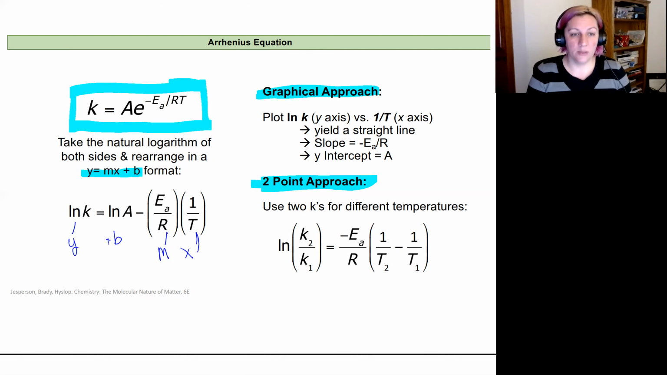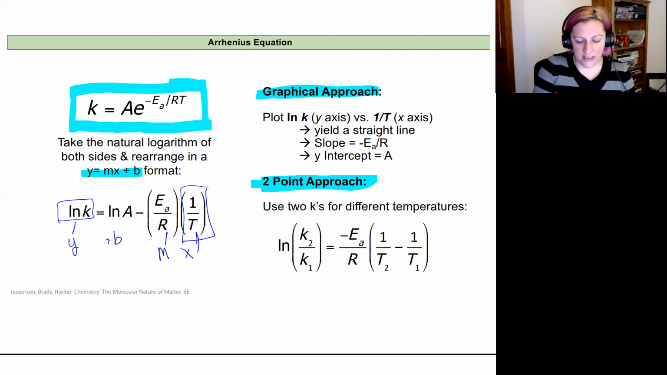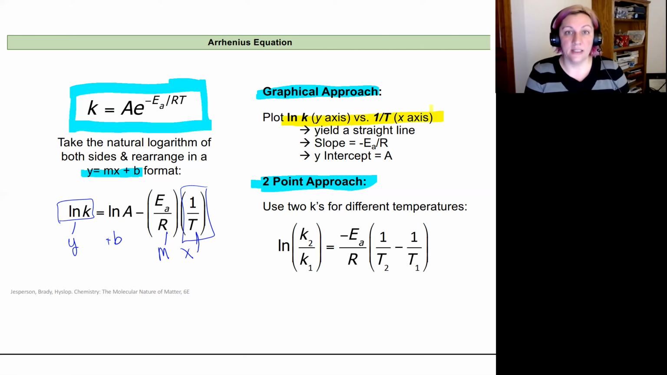So if we go ahead and we take our y versus our x right here, and we plot the natural log of the rate constant versus the inverse of temperature, then we'll hopefully get a straight line. So we'll get a straight line, and that slope is going to give us the activation energy, and the y-intercept is going to give us our frequency factor, which is really useful.